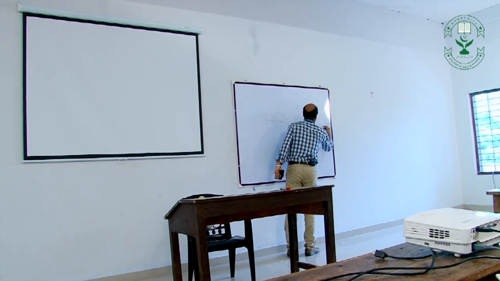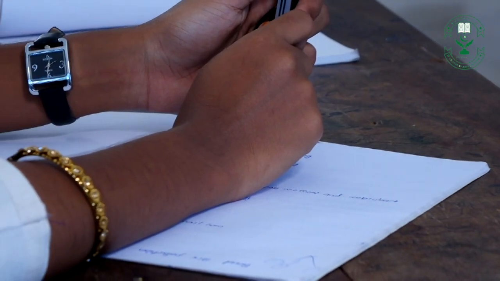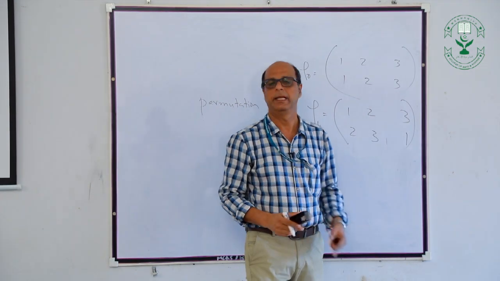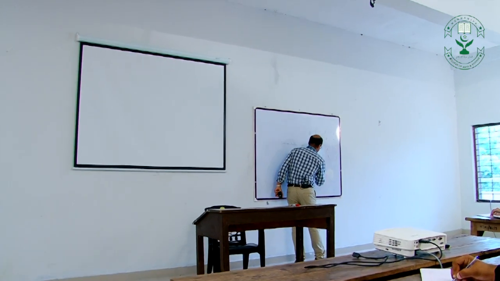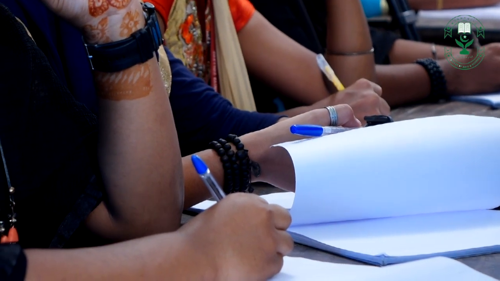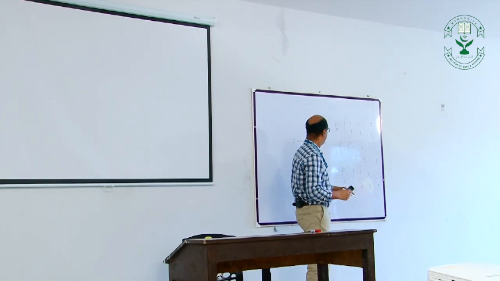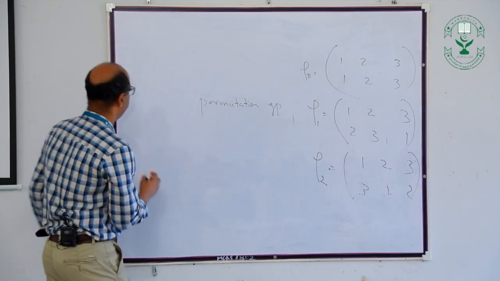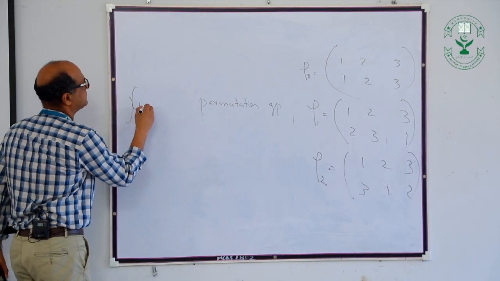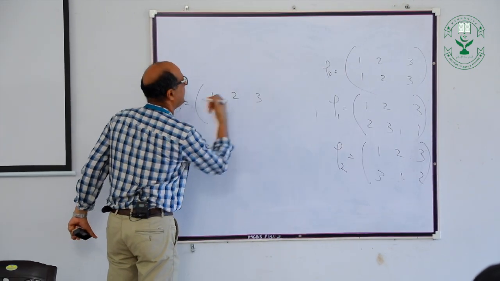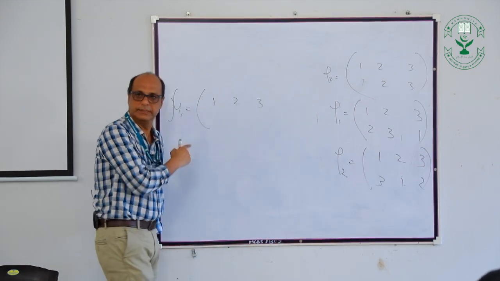Then rho 1 is 1, 2, 3 over 2, 3, 1. This means 1 maps to 2, 2 maps to 3, and 3 maps to 1. And rho 2 is 1, 2, 3 over 3, 1, 2. This means 1 maps to 3, 2 maps to 1, 3 maps to 2. Again, I am going to write mu 1 as 1, 2, 3 over 1, 3, 2.